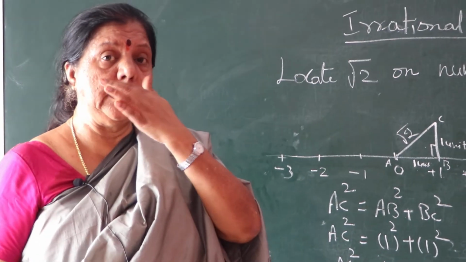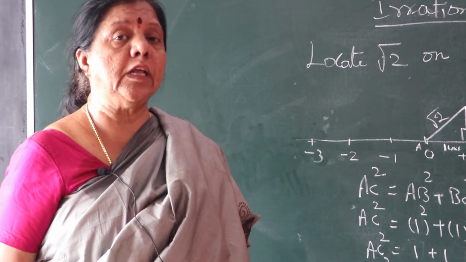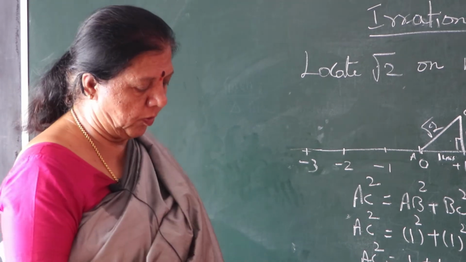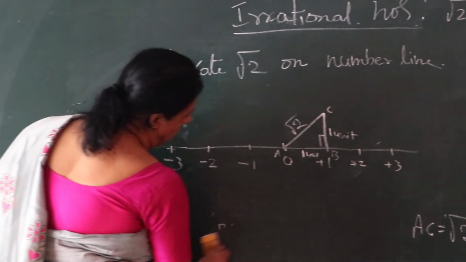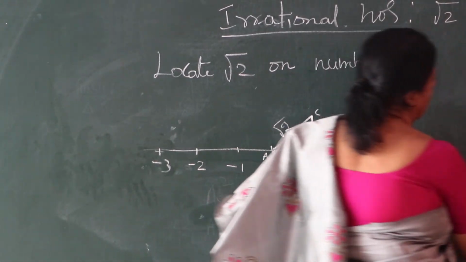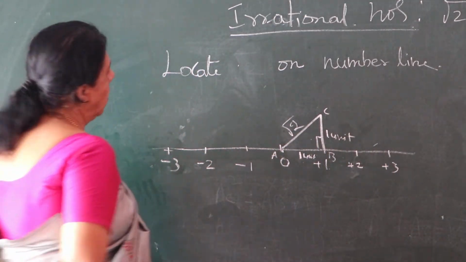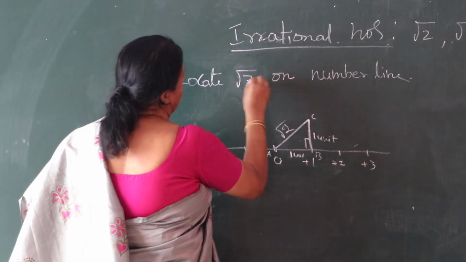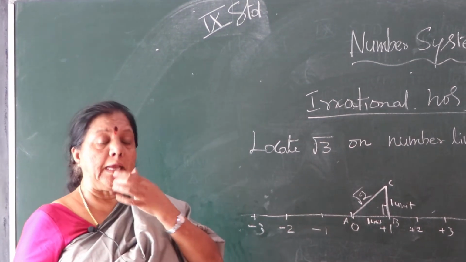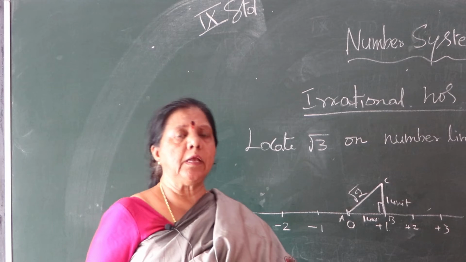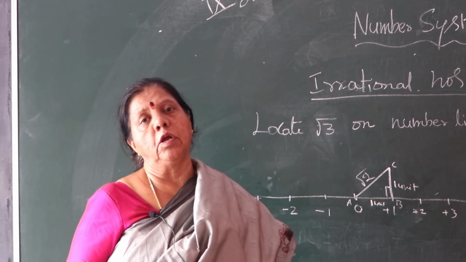Okay. So in this way, even root 3 also we can find out on number line. How it is possible? I will show you. Now, okay. So look at the board once again. So now locate root 3 on number line. Now, so you have to construct this one once again. You have to construct root 2 only. Without root 2, you cannot solve root 3.